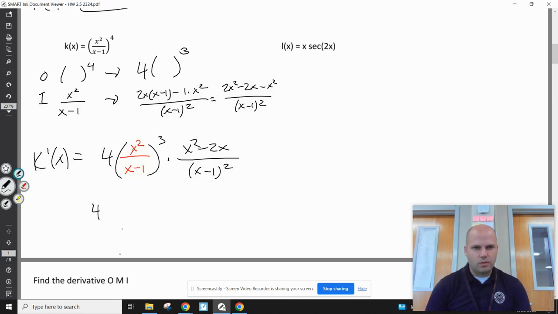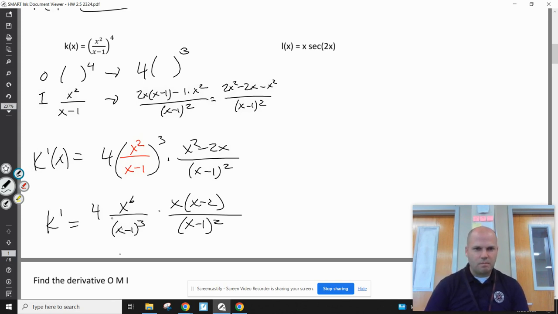I'm going to distribute, and just like x squared minus x squared over x minus 1 cubed, multiply by itself 3 times. I get x to the 6 over x minus 1 cubed. And then I am going to factor this for fun because I think it'll make it easier when I simplify it. And I'm going to combine all of my fractions, including the 4, giving me 4x to the 7th times x minus 2 over x minus 1 to the 5th.